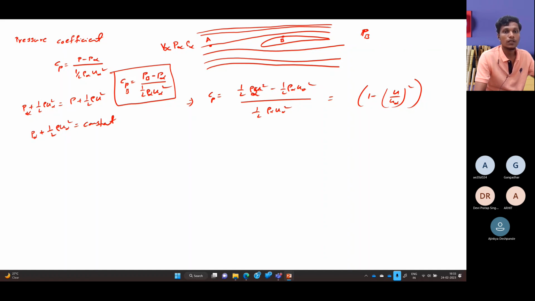So this is the simplest form of the pressure coefficient for incompressible flow. If you know the pressure field on the aerofoil or the pressure field of the free stream, you can use this basic relation. Or if you are in incompressible flow and satisfying Bernoulli's condition, you can also use 1 minus (U by U infinity) square.